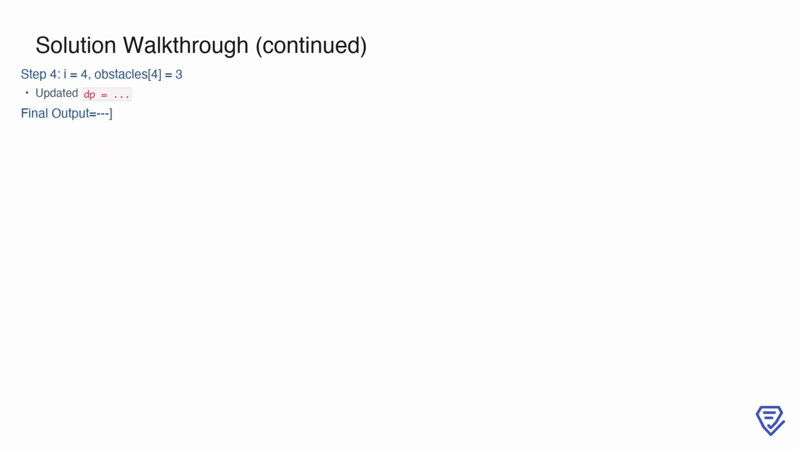At position 4, there is an obstacle in lane 3. We update DP based on the carry-forward values and any necessary sideways jumps. After computing these values, we determine the updated DP array. Finally, to find the minimum sideways jumps needed to reach the end of the track, we take the smallest value in the DP array. This gives us the result for this example.